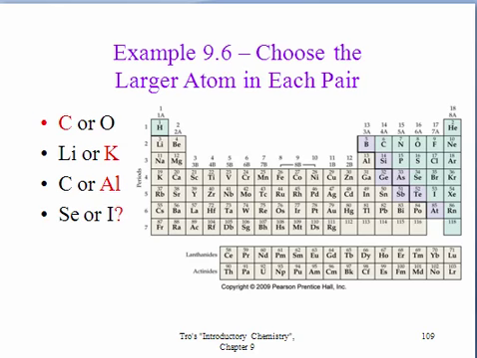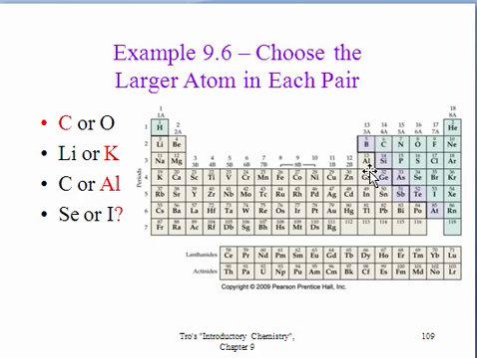Okay, so let's take a look. Here's carbon and here's oxygen. They're in the same period, and as the atomic number goes up, the size goes down. Carbon has a nuclear charge of 6, oxygen has a higher nuclear charge of 8, so oxygen is going to be smaller, carbon is the larger atom. Lithium or potassium. Lithium is filling up the second energy level, potassium the fourth. Potassium is going to be larger.